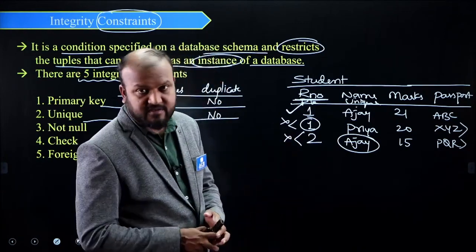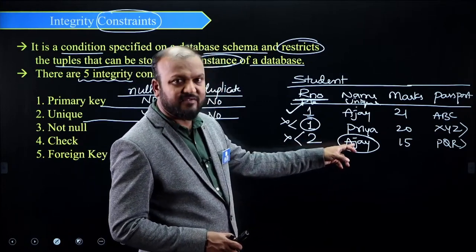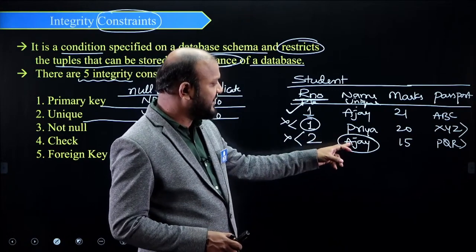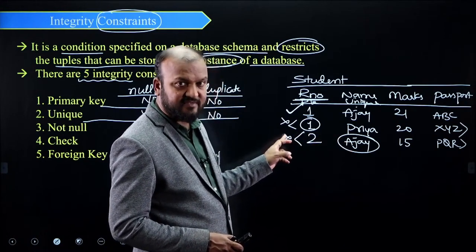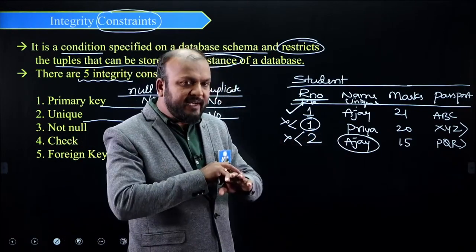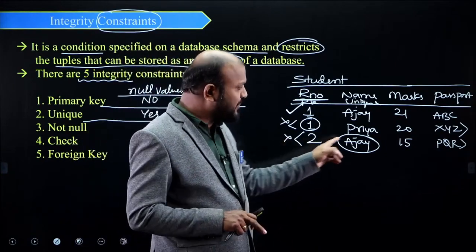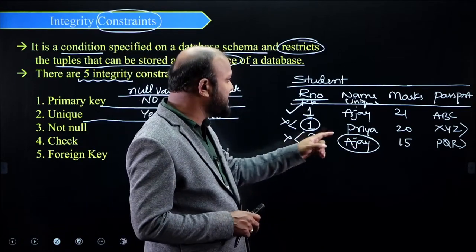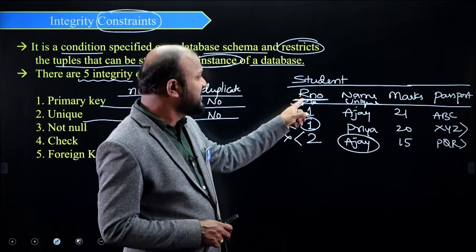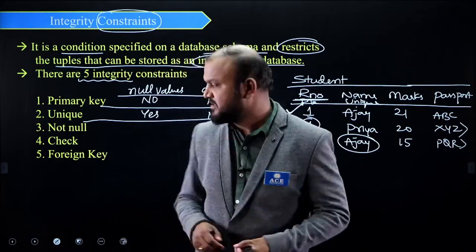Then you may be asking a question: sir, this constraint is satisfied, this constraint is violated, so the tuple is rejected for insertion. It means that whenever you are inserting a tuple, a complete row should be inserted or not inserted at all. The complete row is going to be inserted only if all the integrity constraints are satisfied. Here, the primary key constraint is satisfied, but the unique constraint is violated. It is going to be rejected.